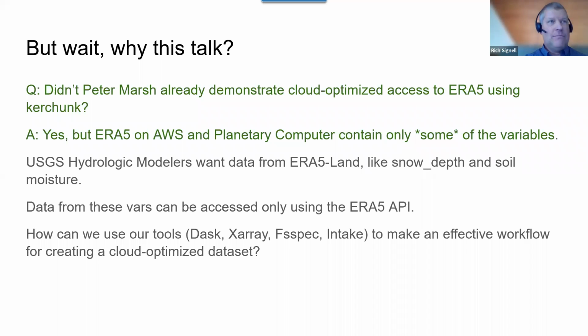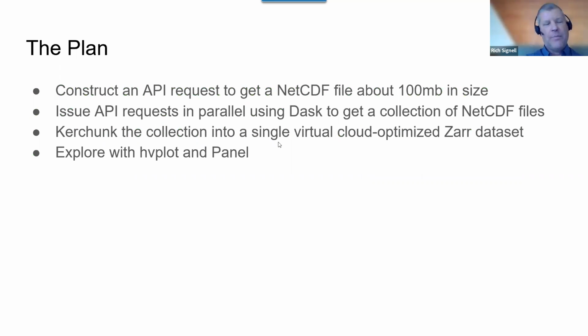If you wanted to make it cloud optimized, put it on the cloud, what would you do? This is what I did. I want to use the same tools we always use, Dask, Xarray, FSpec, intake, and so on to create this. The plan is to construct it. You have to request these data using an API. The API delivers back a CDF file. So I'm going to construct an API request that gets back that CDF file.